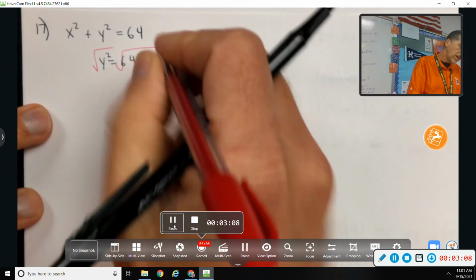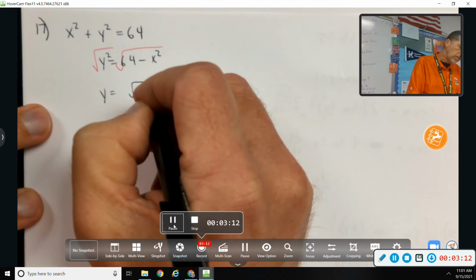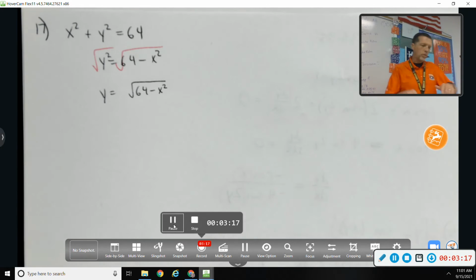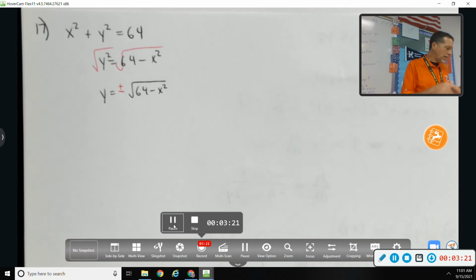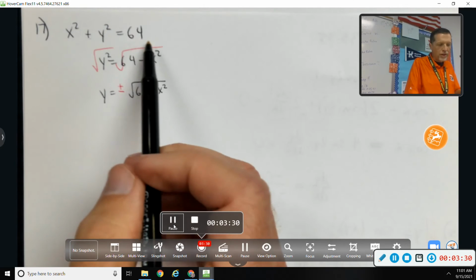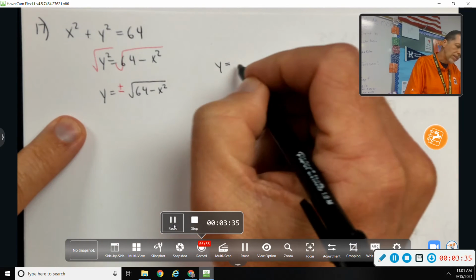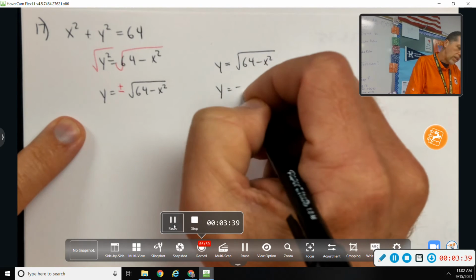Square root both sides. Square root of 64 minus x squared. But the plus or minus. When you put square roots on, you got to remember the plus or minus. And now that makes sense of the directions, because the direction said find 2 explicit functions. And initially I'm thinking, there's one equation, how am I going to get 2? Well, you got the one with the plus and one with the minus. y equals square root of 64 minus x squared. y equals negative.